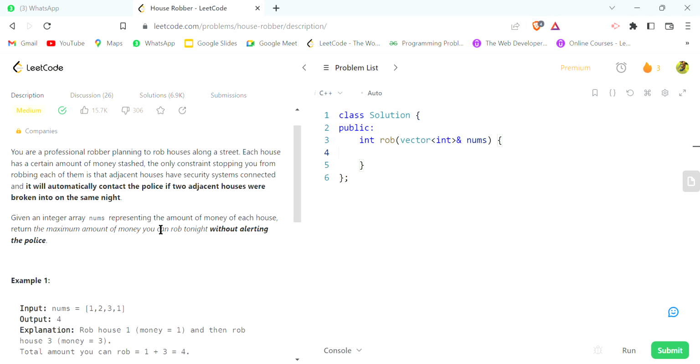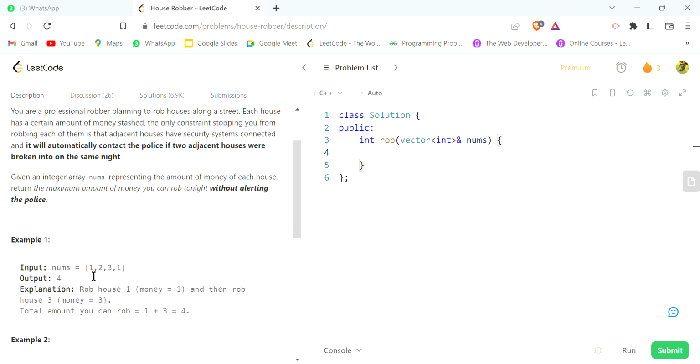You are a professional robber planning to rob houses along a street. Each house has a certain amount of money stashed. The only constraint stopping you from robbing each of them is that adjacent houses have a security system connected, and it will automatically contact the police if two adjacent houses were broken into on the same night. Given an integer array nums representing the amount of money of each house, return the maximum amount of money you can rob tonight without alerting the police.